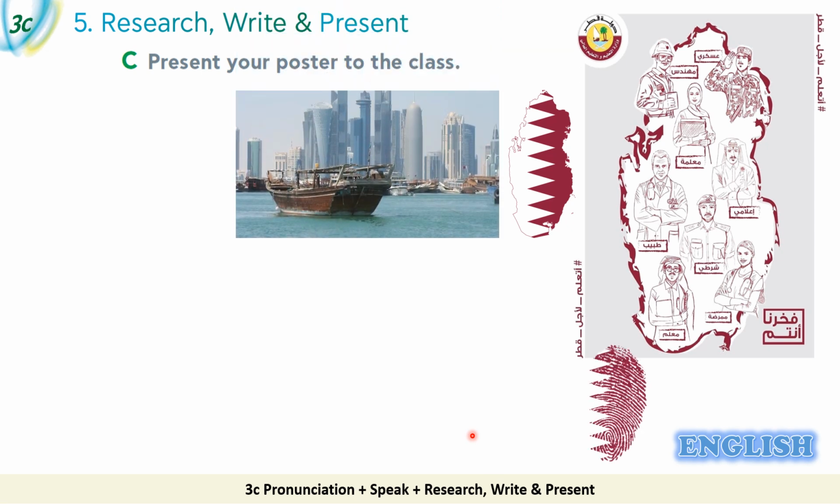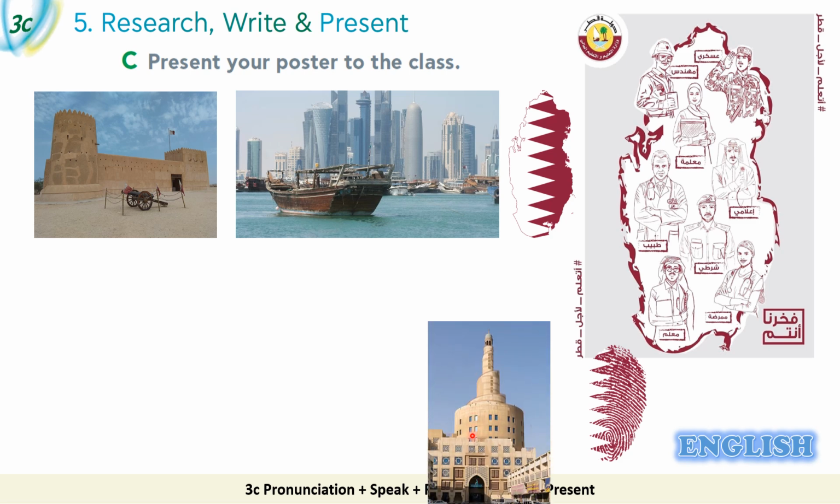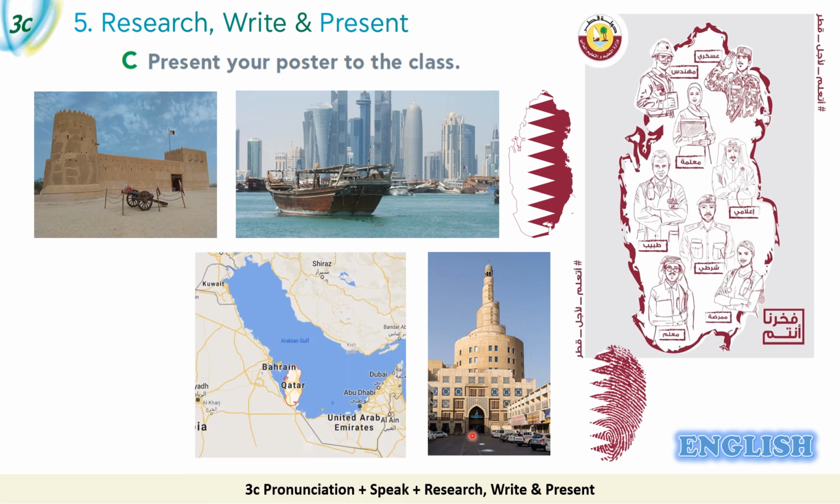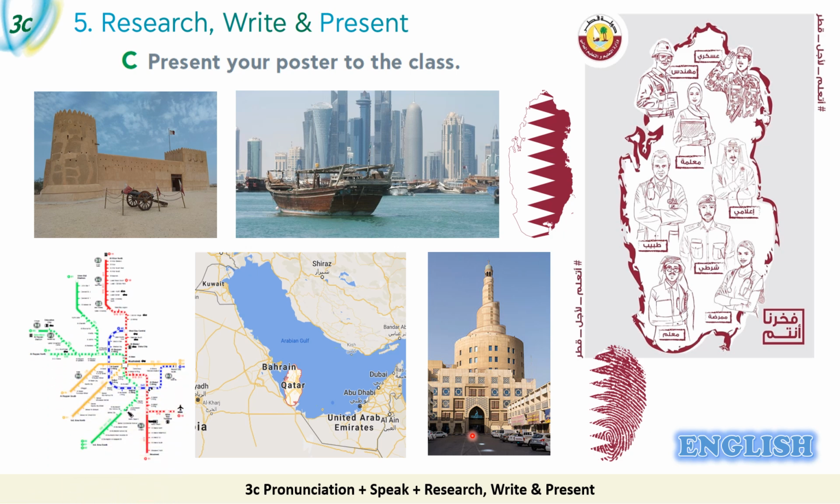We can use the picture of the Corniche. We can use the picture of the ancient sites in Qatar. We can use the pictures of Fanar. And this is the map of Qatar. And also this is the map of the metro. You can combine these pictures and use it to make a proper presentation.